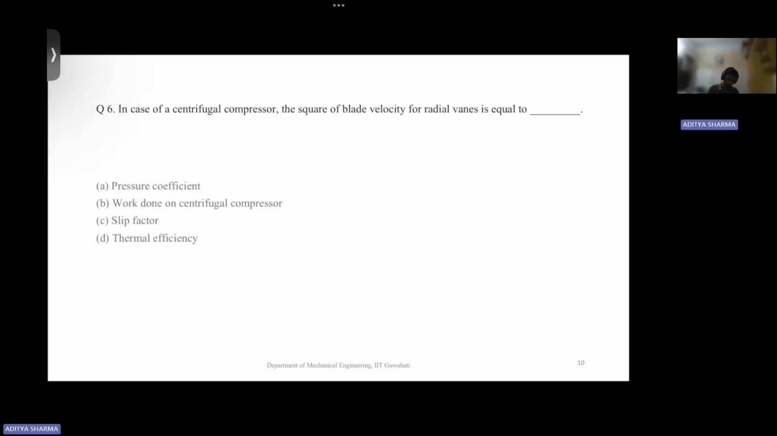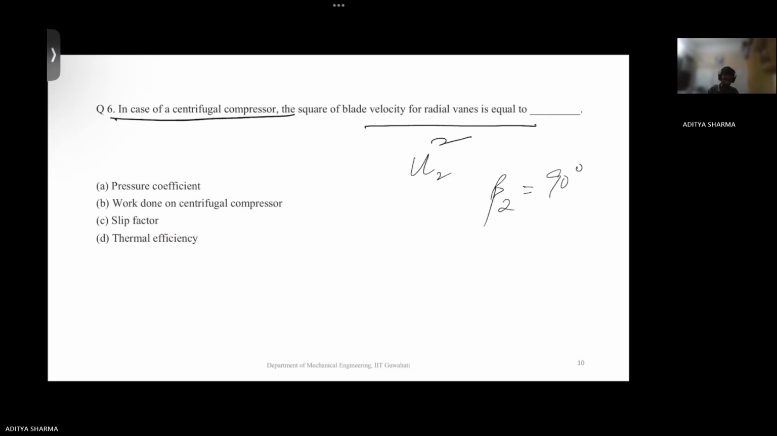Then is your next question, which says that in case of a centrifugal compressor, the square of blade velocity for radial vanes is equal to blade velocity for your radial vanes when your beta 2 is 90 degree. So this is minus phi 2 cot beta 2.